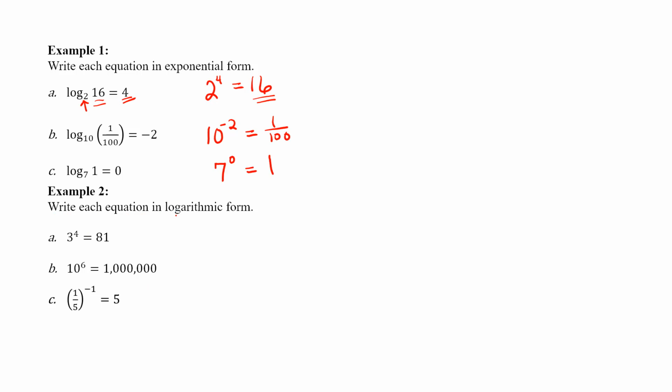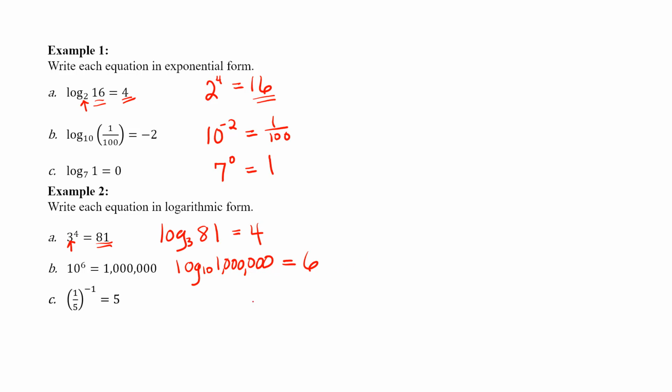All right, so here we're going to write each equation in logarithmic form. So we're going to write log, the base here is 3, the number is 81, and the answer is 4. What exponent do you put on 3 to get 81? 4. All right, 10 to the 6th equals 1 million, so we're going to say log base 10 of a million is going to equal 6. What exponent do you put on 10 to get a million?